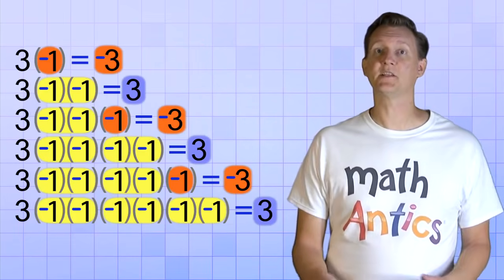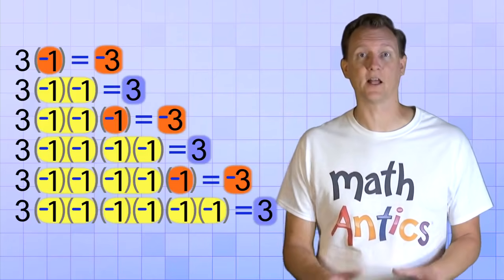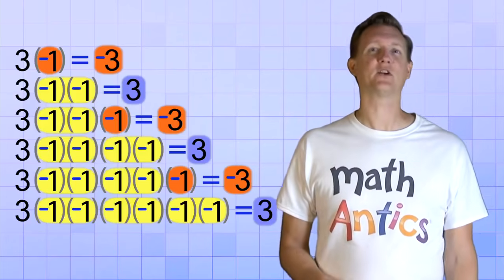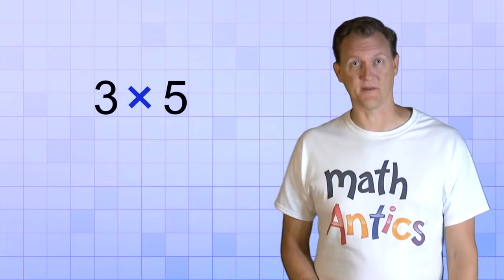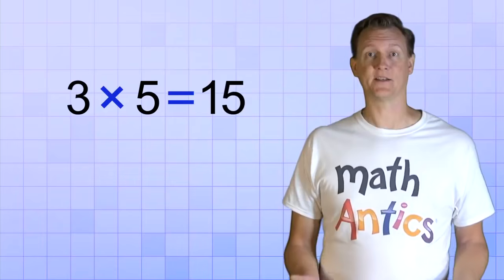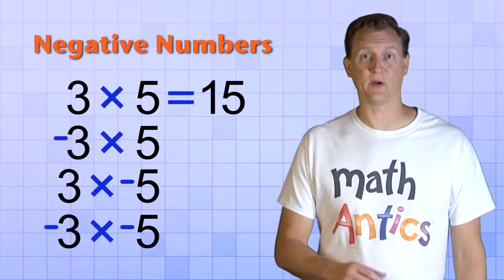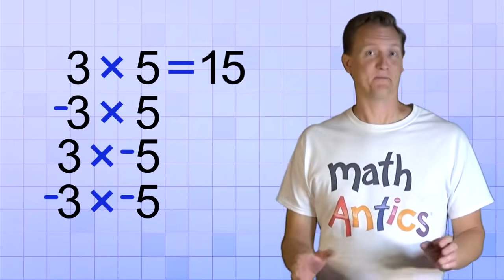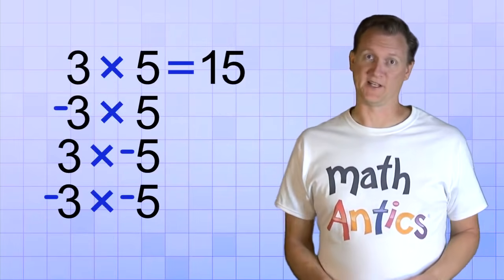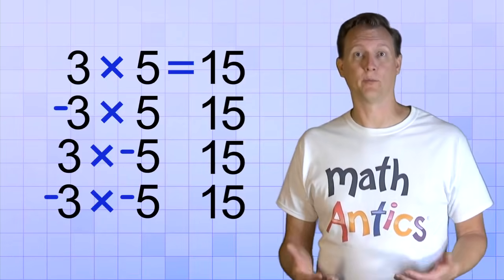In a minute, we'll see some examples of how knowing this will help us when multiplying and dividing lots of integers. But first, let's look at the simple problem 3 times 5. We know that the answer is 15, but now, thanks to negative numbers, we know that there's 3 more variations of this problem that we need to learn how to do. This might seem a little complicated, but it's really not. That's because we're going to get the same number for the answer for all 4 problems.